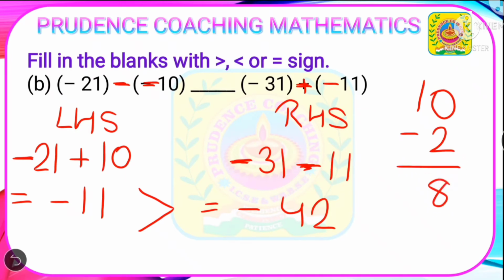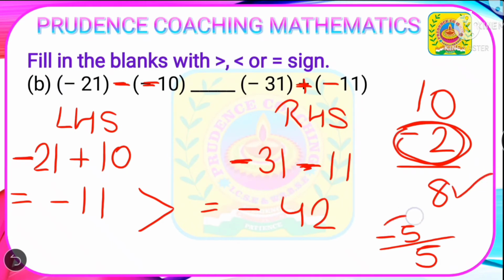But instead of taking minus 2, if I take minus 5, then you will be left with 5. So what are you getting? If we take minus 2, it means we are taking a smaller amount, so you are left with 8. If we are taking minus 5, it means you are taking more, so you are left with 5, which is less than 8.